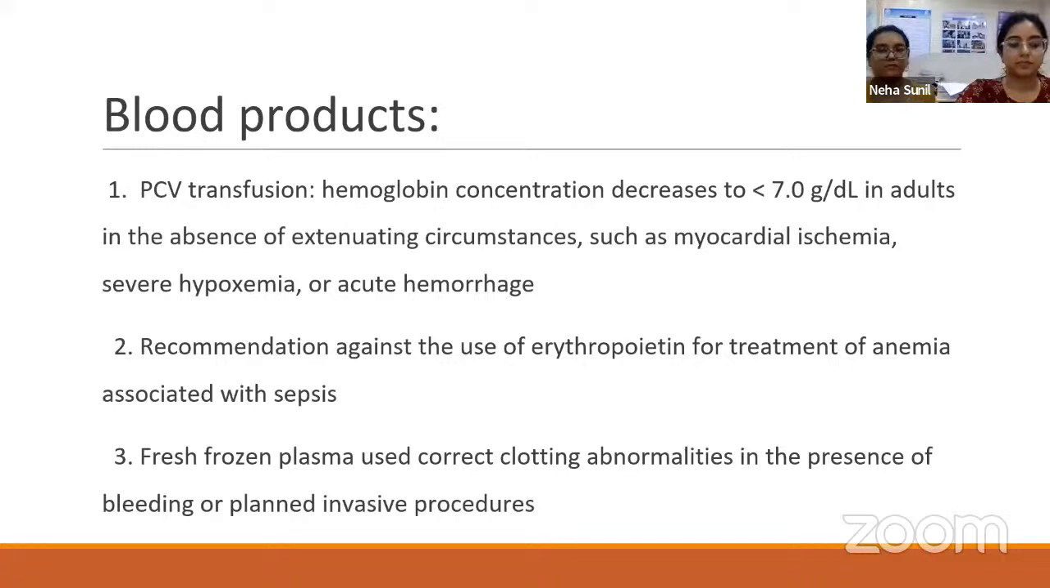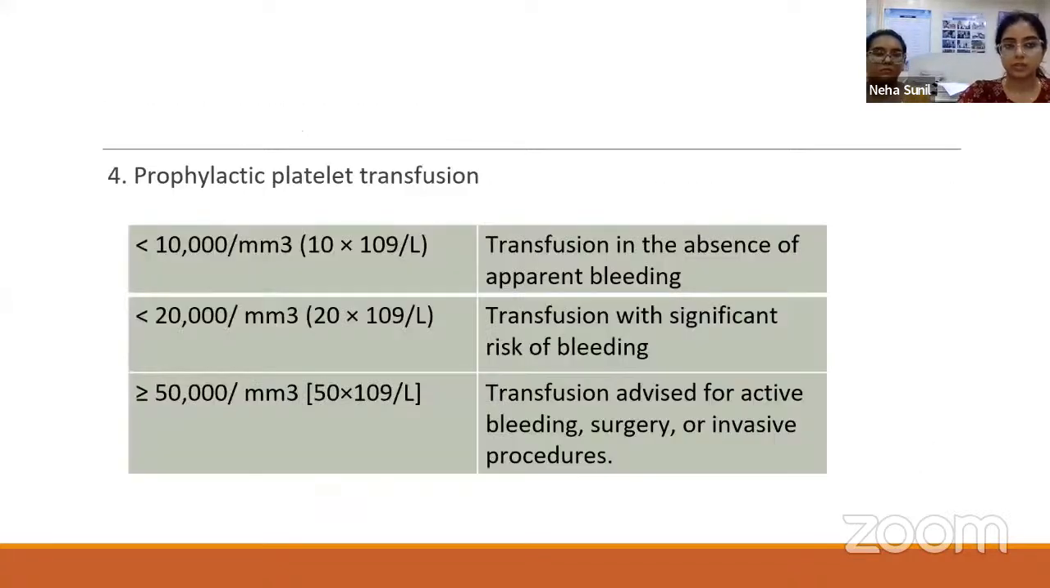Blood products. PCV transfusion: we start a PCV transfusion only when hemoglobin concentration is less than 7 gram per deciliter in adults in the absence of accentuating circumstances such as myocardial ischemia or severe hypoxemia or acute hemorrhage. Recommendation against the use of erythropoietin for the treatment of anemia. Fresh frozen plasma is used to correct clotting abnormalities only in the presence of bleeding or any invasive procedures.